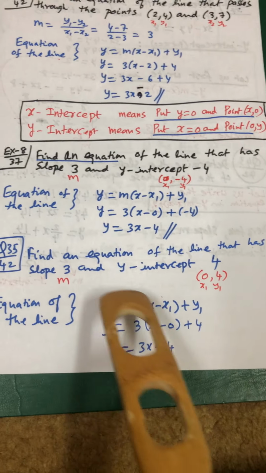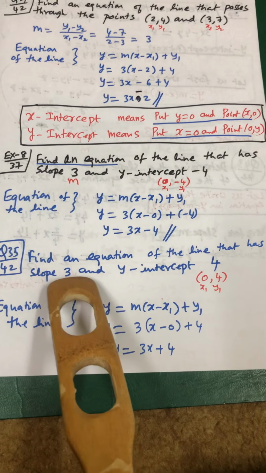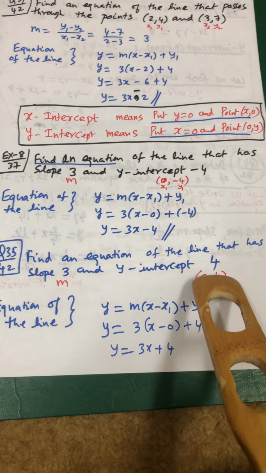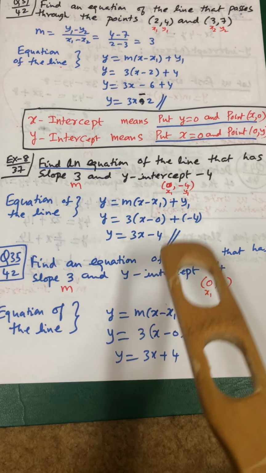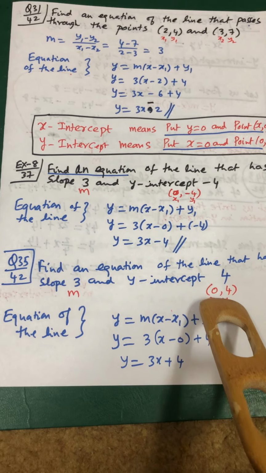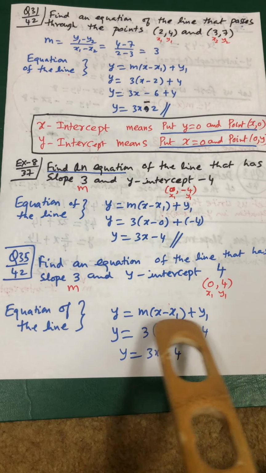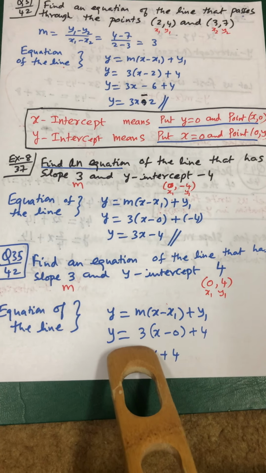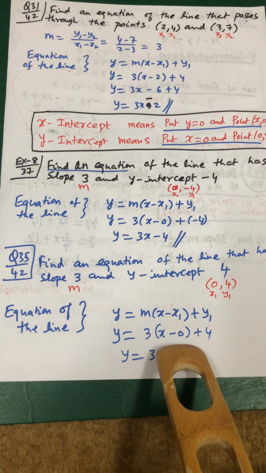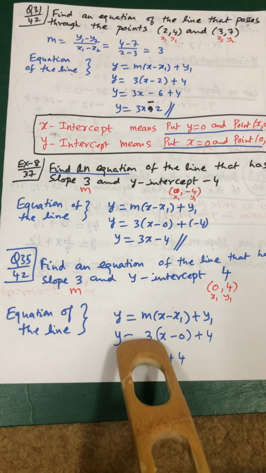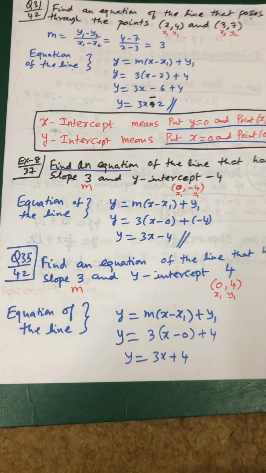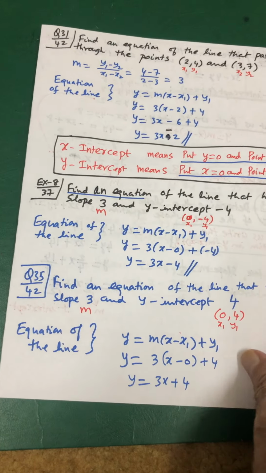Again, let us do one more. Find an equation of the line that has slope 3 and y-intercept 4. Here it was minus 4, here it is plus 4. What is meant by y-intercept? Y-intercept is a point with x equal to 0 and y equal to 4. So for the equation of the line, write the formula: m multiplied by x minus x1, plus y1. This is y is equal to 3 times x minus x1, which is 0, plus y1, which is 4. On simplification, y is equal to 3x, the 0 term we just ignore, plus 4. So this is the equation of the line.